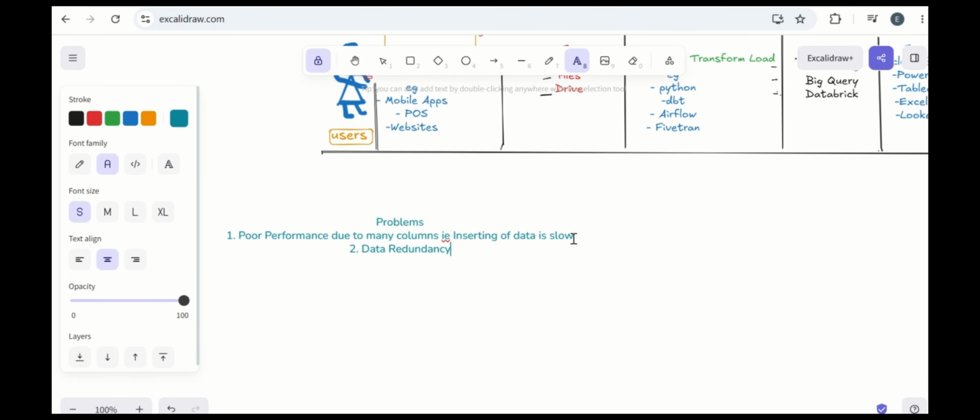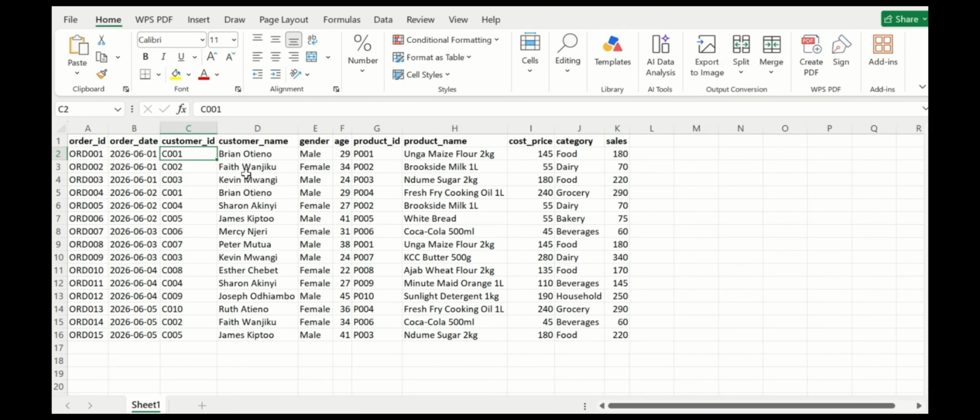Data redundancy, where we can see the same information being repeated in each and every order. Same for products also. You can see this flour, maize, several customers can make orders of the same products. So we'll have to keep repeating the details of this product. So that's also part of the data redundancy.